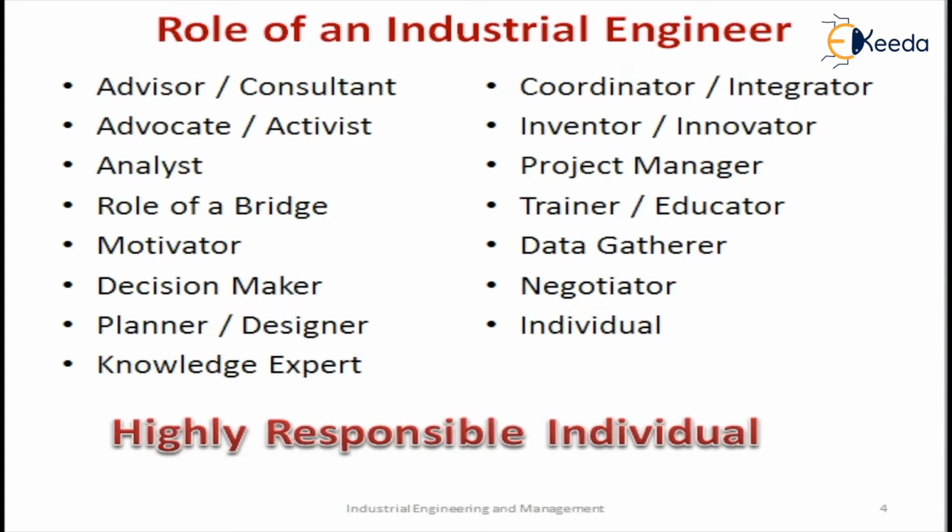Then he should be a coordinator, he should be an inventor or an innovator. Innovator in the sense that an idea has to be given so that the work may be finished at a faster rate. An idea can be given so that the product may look beautiful. All these are innovations and inventions. Then a project manager, a trainer or an educator. If a person doesn't know, he has to surely train and educate that person. Then data gatherer, which means that he should be in focus with the market needs.